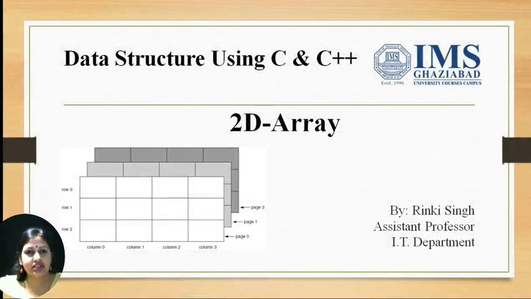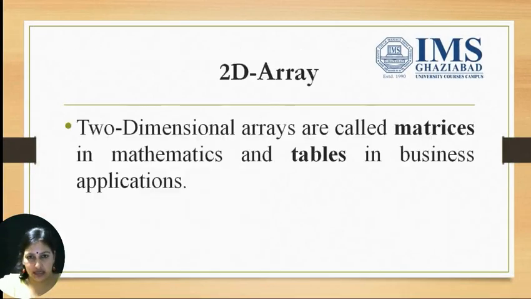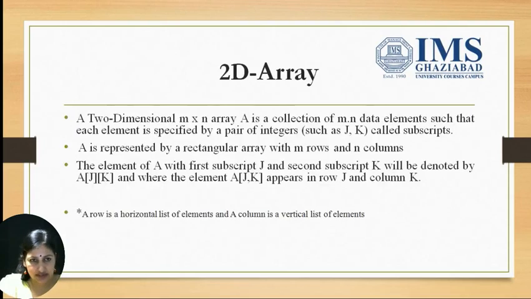Today's topic of discussion is the two-dimensional array. As we know, two-dimensional arrays are called matrices in mathematics and tables in business applications. In data structures, a two-dimensional array of size m into n is a collection of m into n data elements such that each element is specified by a pair of integers, for example j, k, and these integers are known as subscripts. For example, if we have a 3x3 array, then this array contains 9 elements.